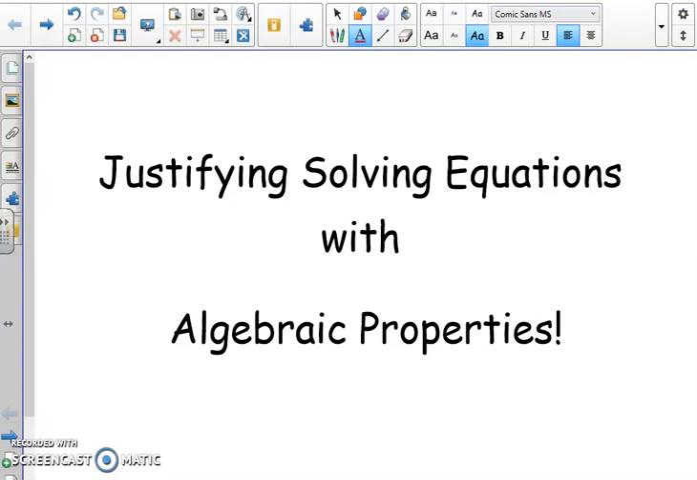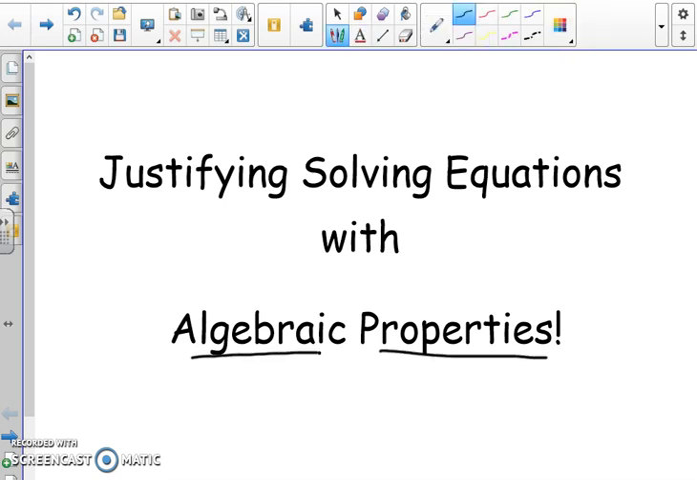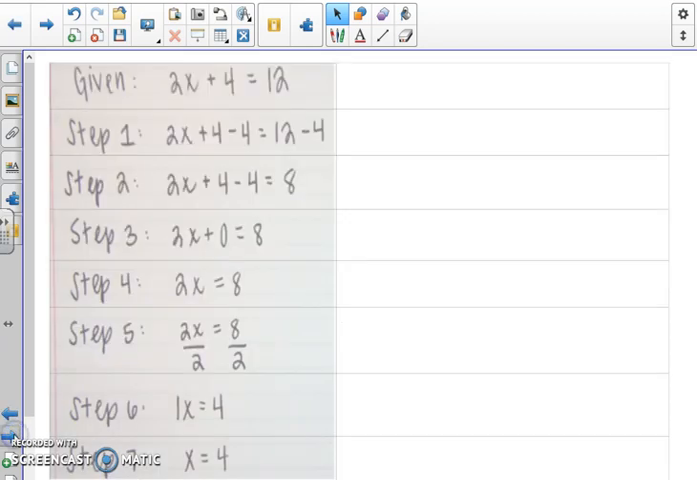In class, we've been doing a lot of practice of actually solving multi-step equations, and so today we're going to review how to justify solving those equations with the algebraic properties. So those are like properties of equality, adding a number to both sides of the equation, commutative property of addition, all of that stuff. So we're going to do a refresher on this because I know we've done this before, but it's been a little while.